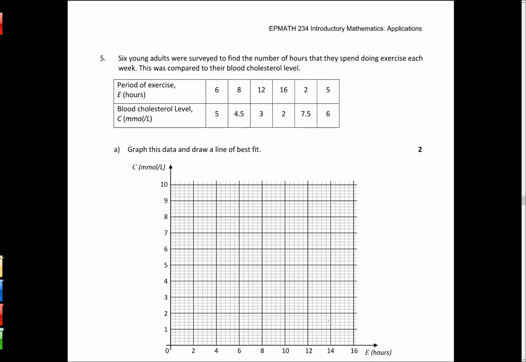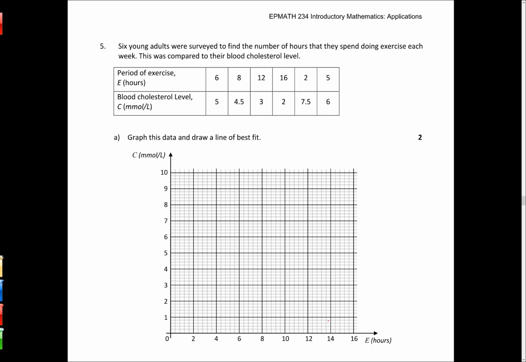6 young adults were surveyed to find the number of hours that they spend doing exercise each week. This is compared to their blood cholesterol level. So we've got period of exercise, E in hours, they're the X values, and then blood cholesterol level, they're the Y values effectively. So let's just plot some dots. On the E axis, otherwise known as X, goes 6 and then up 5.